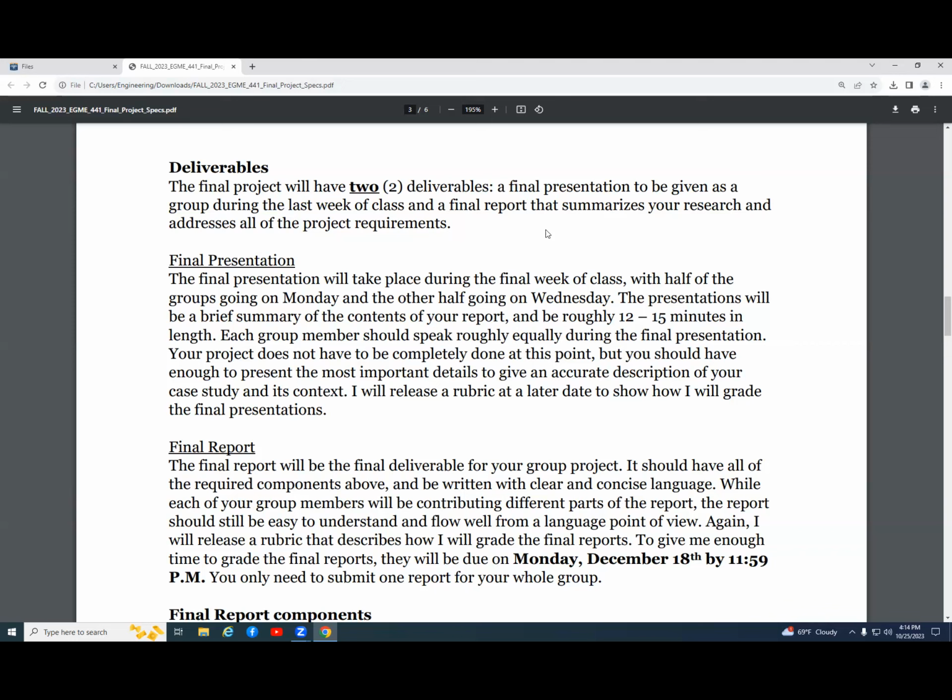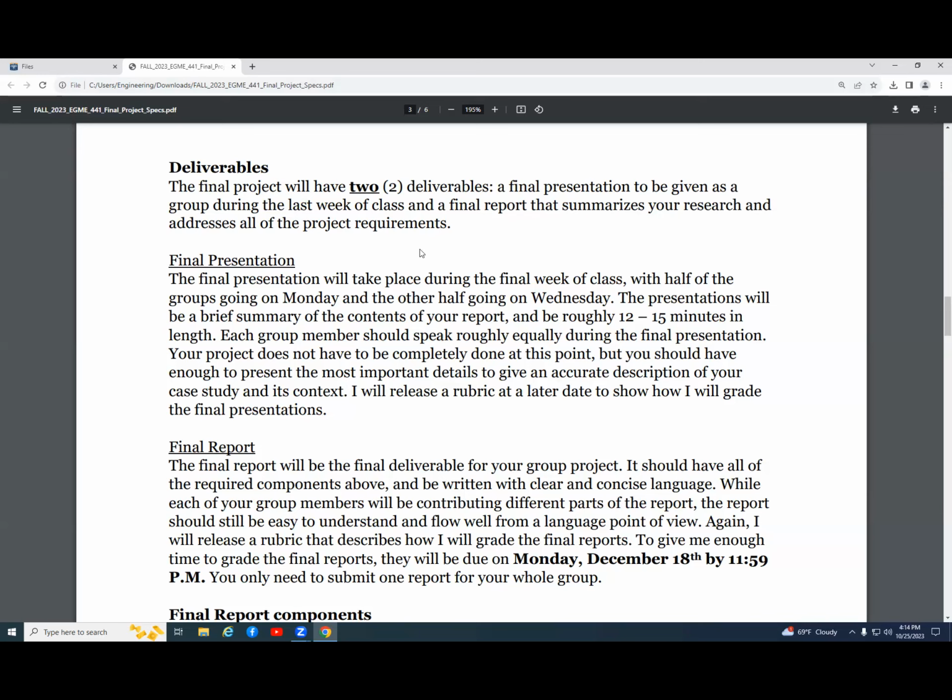You can think of the presentations as a brief summary of the contents of your report. Usually the presentations are around 12 to 15 minutes, and in fact, we can't really have them go beyond 15 minutes. Otherwise, we're not going to have enough time for everyone. It is expected that each group member is going to participate in the final presentation.